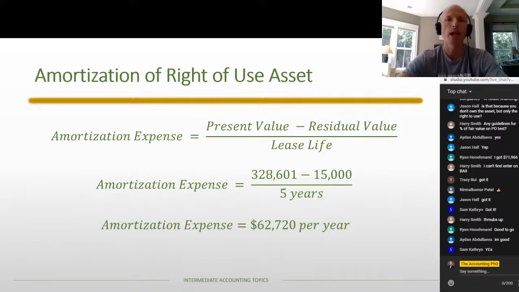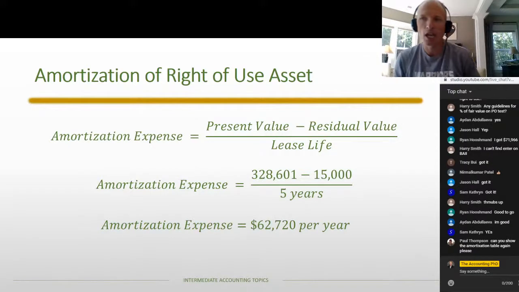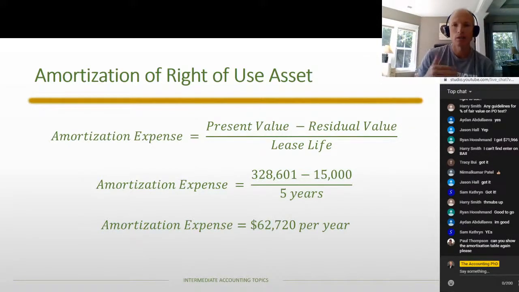All right, so now with the amortization of the right-of-use asset. What I've given you here is the equation that we use for the amortization expense. So we start with the present value of the minimum lease payments. We subtract any residual value in the lease, and so that FV amount. In this case, that residual value was $15,000, and then we divide that over the lease life. Now, there are alternatives to the denominator. We're not going to focus too much on them, but I want you to be aware that the denominator can change depending on some of the contract stipulations.